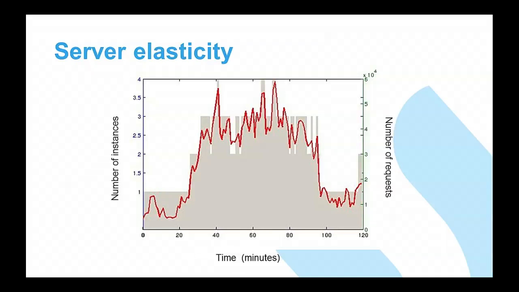The last one that I want to show you is the server elasticity. To create this benchmark, we use a trace. As you can see, the gray part is the number of instances, and the red line is the number of requests that we have. When the number of requests goes high, the number of instances increases. And when the number of requests decreases, the number of instances also decreases. So that's all.